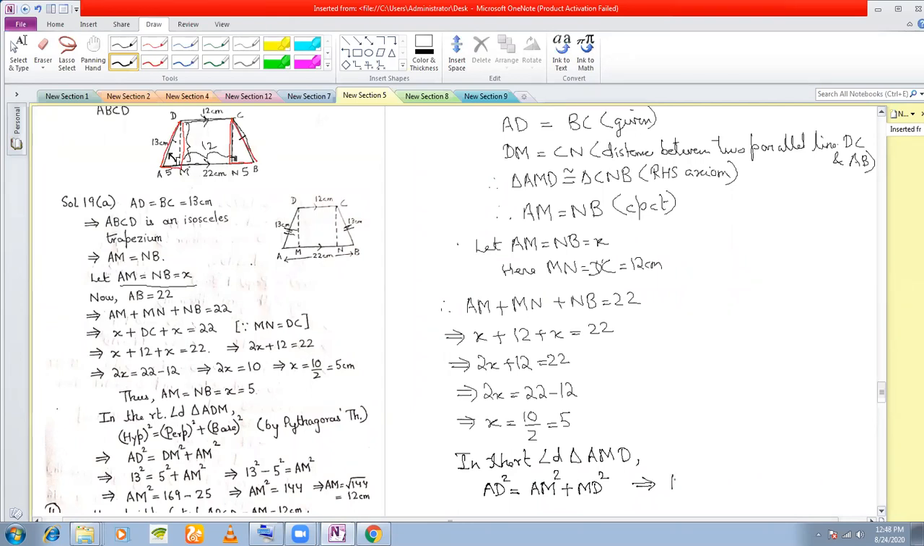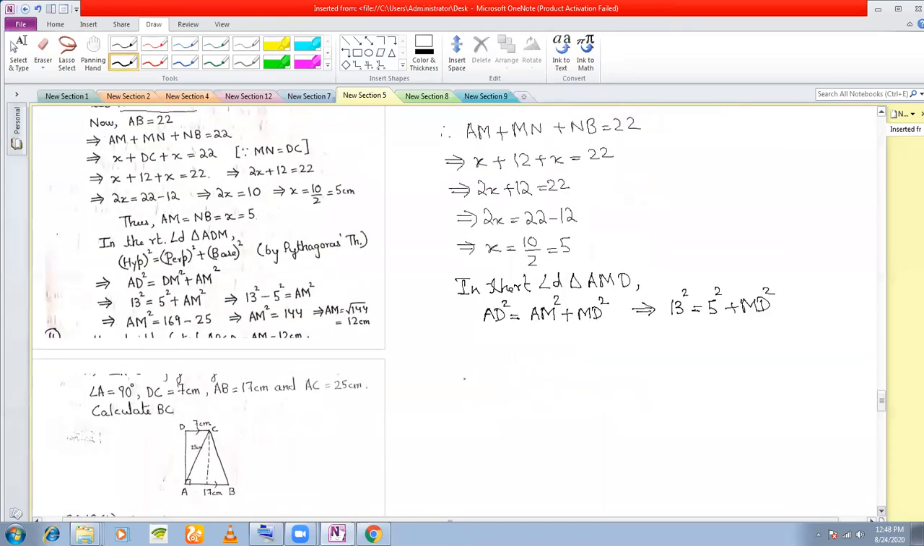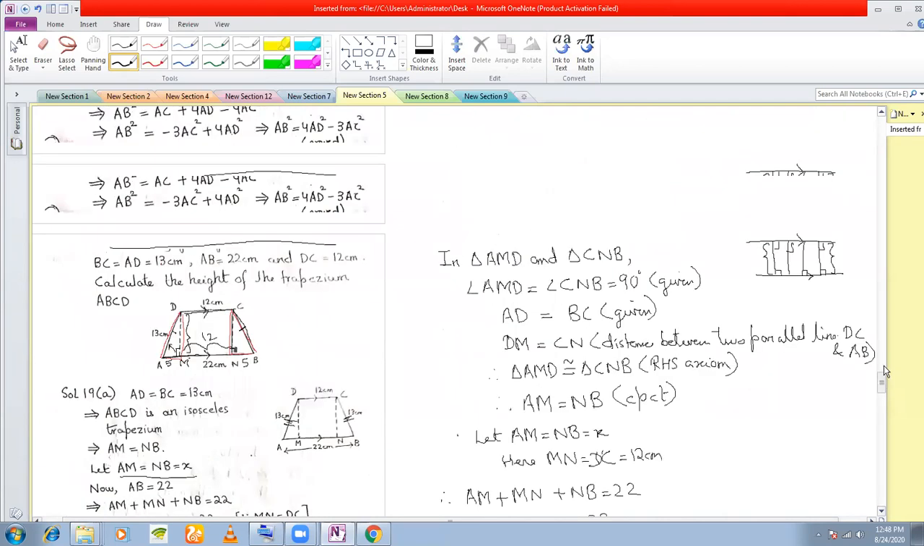AD square is 13 square, AM square is 5 square, and MD we need to find out, right? MD square is 13 square minus 5 square, which is 169 minus 25, which is 144. That means what is MD? Square root 144, which is equal to 12. So therefore, what is the height of the trapezium? MD is the height of the trapezium.